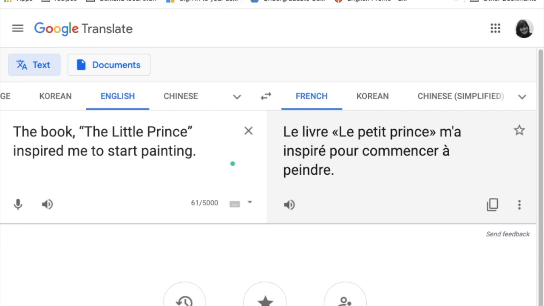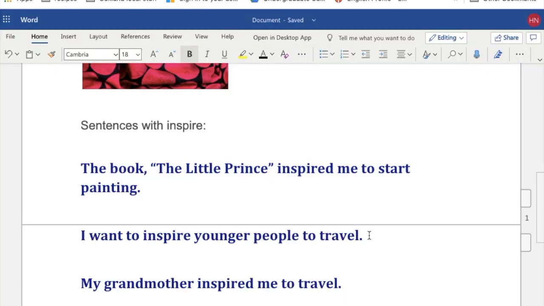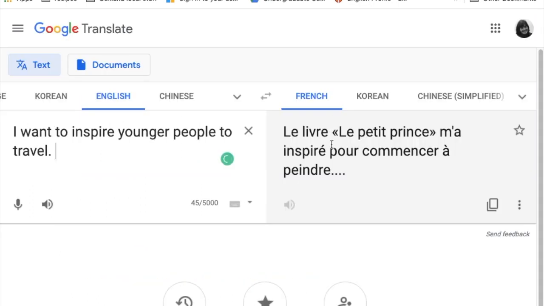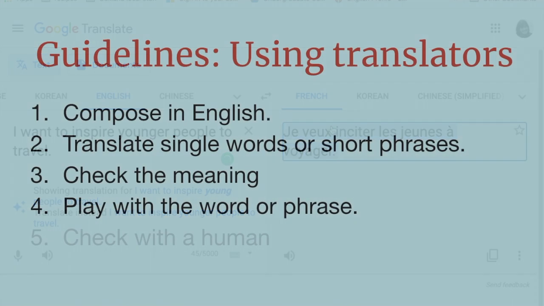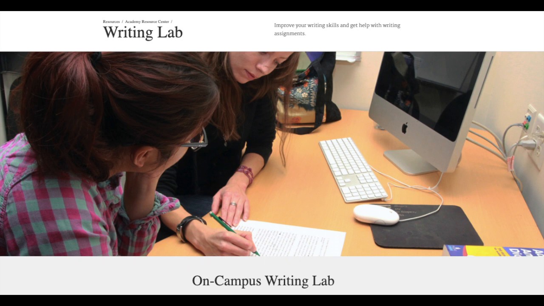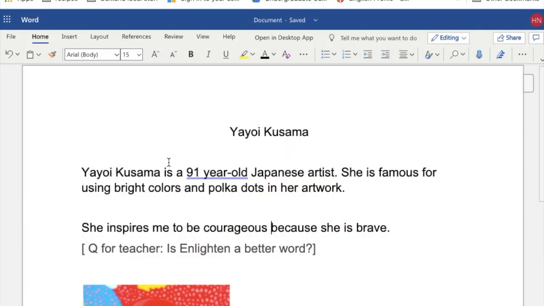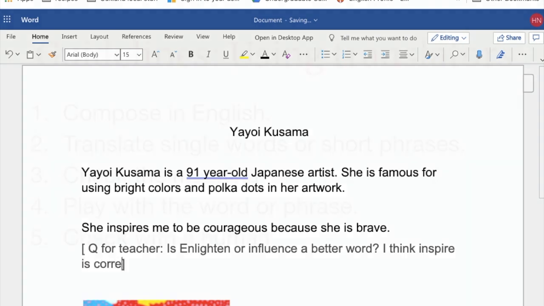You should feel pretty comfortable after doing all these things that you know this word, but there's one more really important step, and that is check with a human. Tell your instructor, tell your writing lab tutor, tell your friend who's helping you, I used a translator to find this phrase. I think I'm using it right, but can you just tell me what this means to you? Does it fit with the rest of my essay?